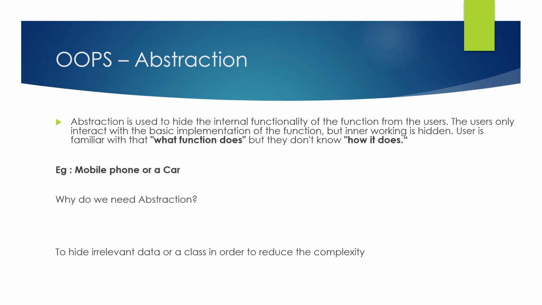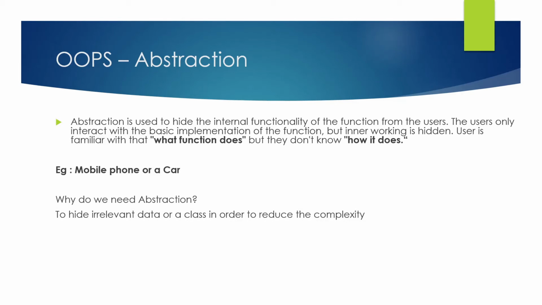So why do we need abstraction? To hide irrelevant data or a class in order to reduce complexity. The syntax is from abc import ABC, then a class and the class name, and then whatever we are importing. So I hope you have understood all three of them, and let's clear our topics by going inside the demo part.